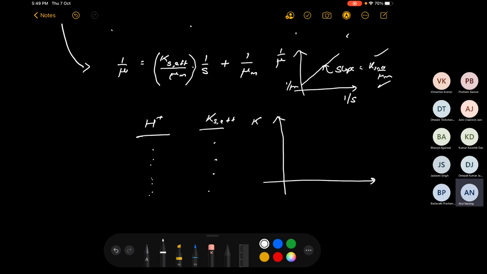You plot Ks effective versus H plus. And sure enough, if the model is correct, you have Ks effective equal to Ks multiplied by H plus over K1. So you have a straight line, and you should be able to extract two parameters. Is that part clear?